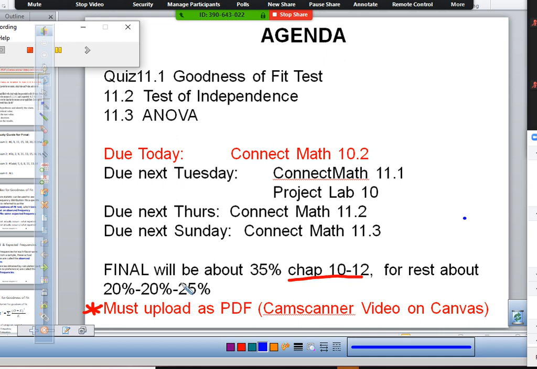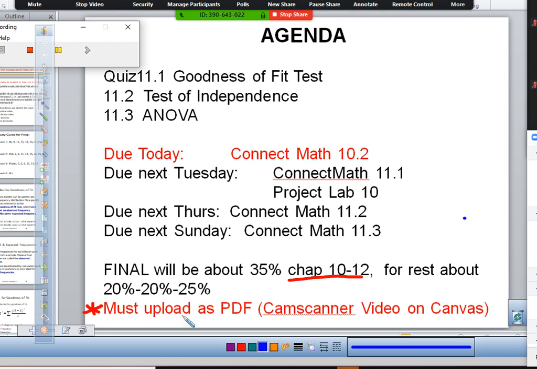And remember, again, the final can be about 30% on chapters 10 and 11. So focus on those ones because exam 4 is rolled into the final. And then also, there's going to be a couple of changes on the final. One is you have to upload a PDF, which actually was a change from last time, but still a handful of people did not do that.